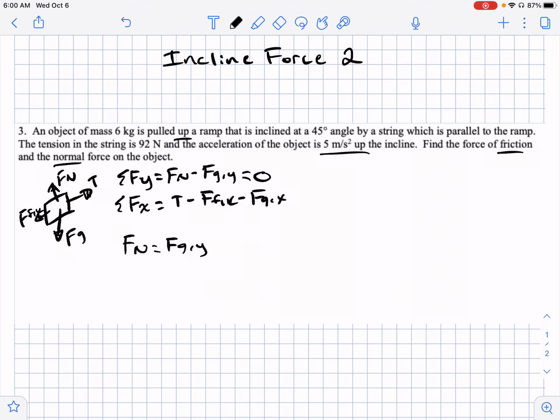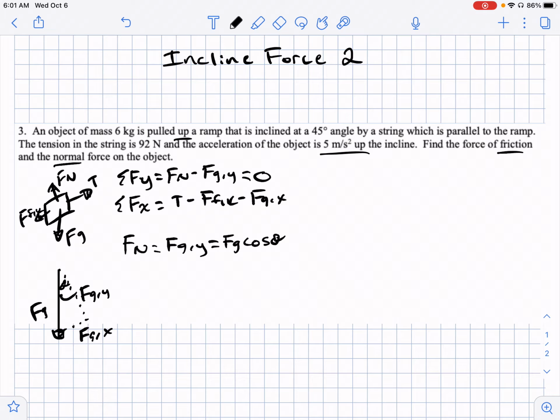And so if we have the triangle and we draw an arrow down, so there's my FG. So this would be my FGY, and here is my FGX, and then this is the angle theta, which is equal to the angle of our incline, the 45 degrees. So we're trying to solve for the FGY, and that is adjacent to that angle, so we would use the cosine function. So it would be FG cosine theta.